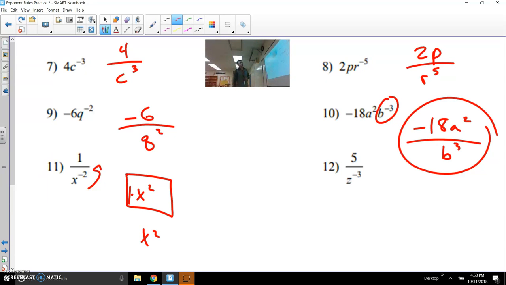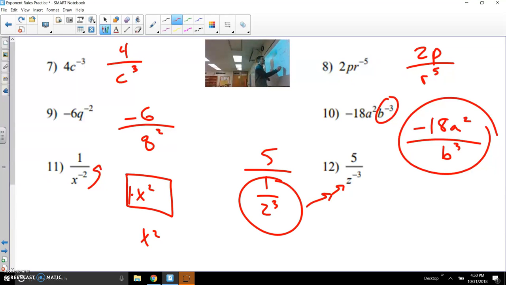Similar to number 11, 12, z to the negative 3. I tried to show this today in class. I'm not sure how many people were listening, so I'm going to try that one more time. If I was just thinking about this value, okay, this is like 5 over 1 over z to the 3rd. Okay, now in Algebra 2, and I think even in other classes, we talk about instead of dividing by a fraction, we multiply by the reciprocal. So if this right here is the same as z to the negative 3, it's kind of like a complex fraction. It's like a fraction within a fraction.